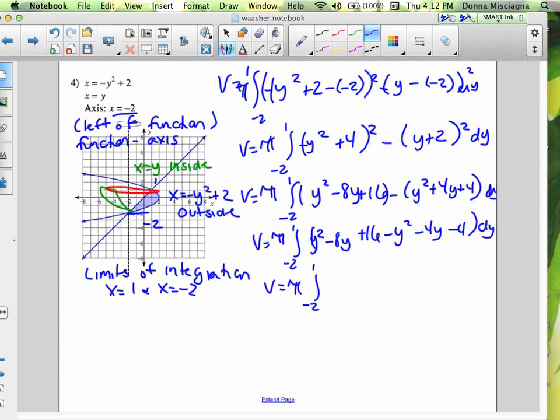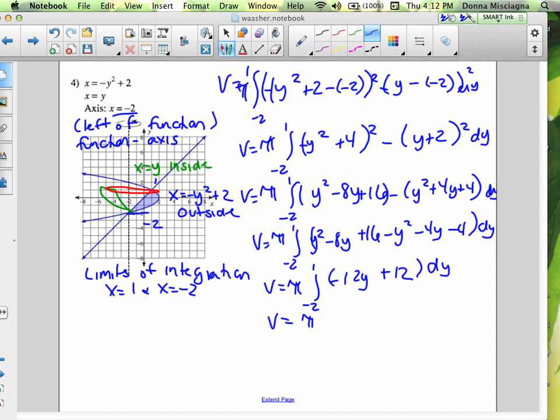Because I'm going to cancel out those y squareds, and then I'm going to combine. So I've got negative 12y, and I've got plus 12 dy. I don't think I made any errors. You can tell me tomorrow if you see anything I did wrong here, if I added something wrong. So now we'll integrate, and then I can finally get rid of the integration symbol.